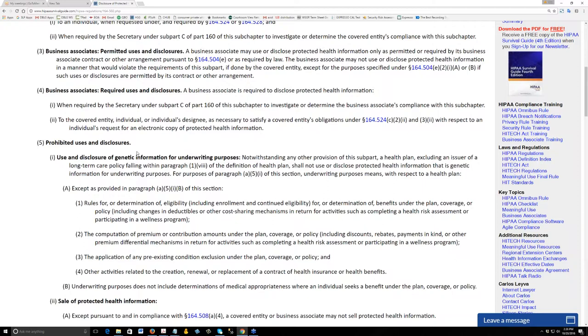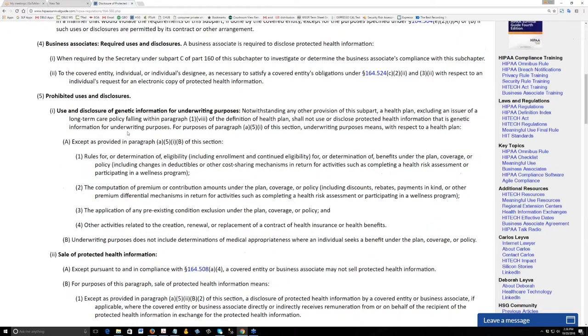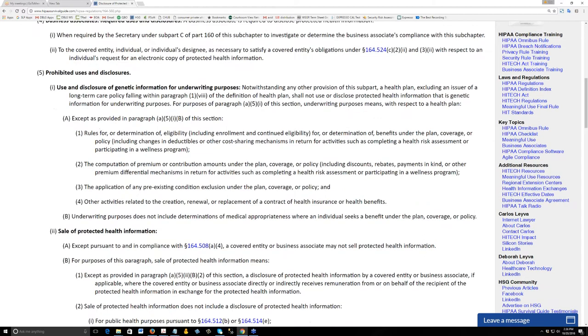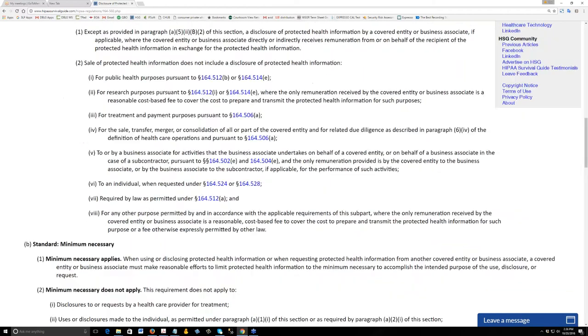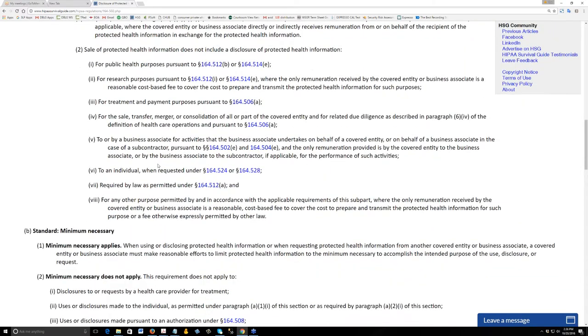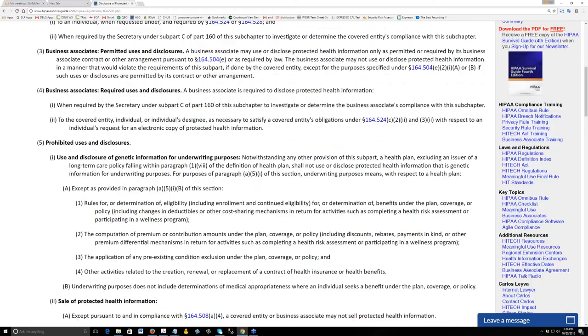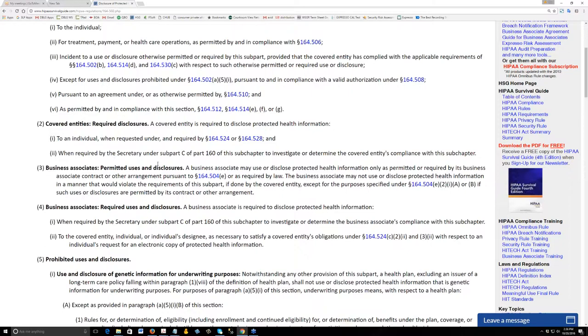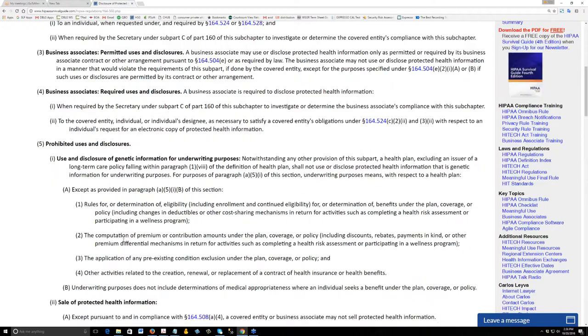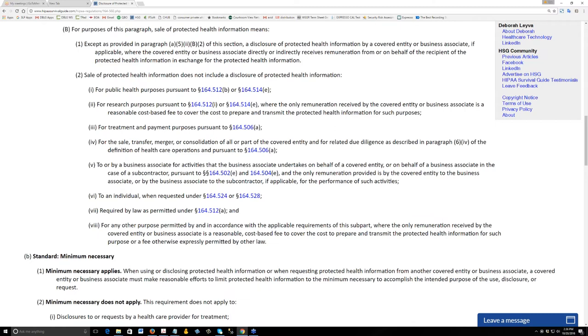Okay, so prohibited uses and disclosures, you're going to walk down and say, did we disclose some genetic information for the underwriting process? Did we sell the PHI? Did we do this other bad stuff? Okay, and now, look, you're still within 164.502, but 502 is unlocking the keys to the kingdom. How you determine whether or not the privacy rule was violated is you start in 502 and you go ask all these questions. Right? And depending on this analysis, you're going to say, yes, it was violated or no.